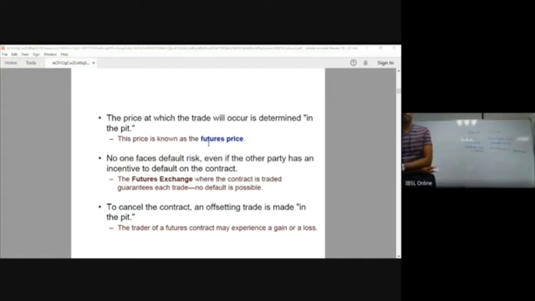Right? No one faces default risk, even if the other party has an incentive to default on the contract. Right? Whatever happens, there is no default. No one will default. The futures exchange where the contract is traded guarantees each trade and no default is possible. The futures exchange guarantees settlement. To cancel the contract, an offsetting trade is made in the pit. The trader of a futures contract may experience gains or losses.